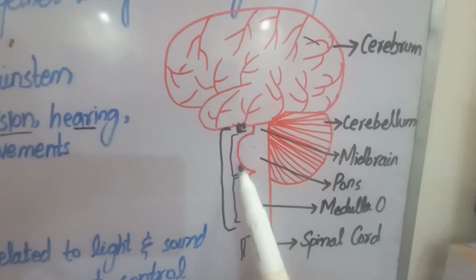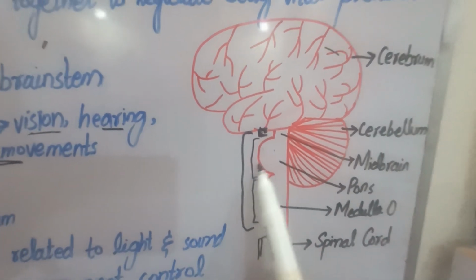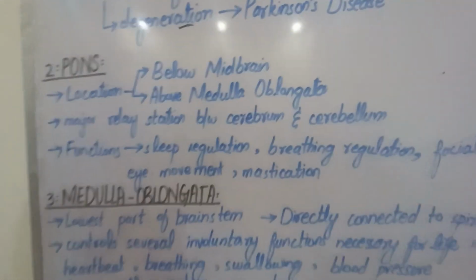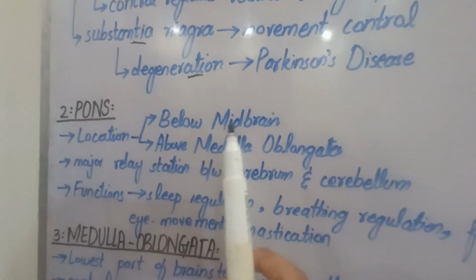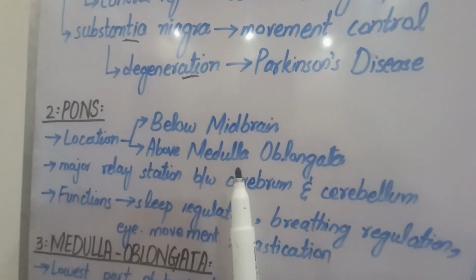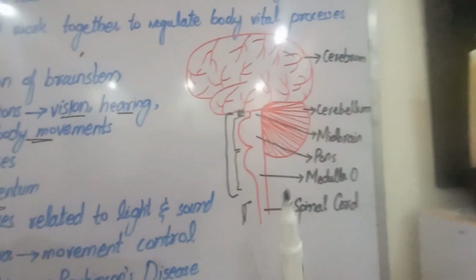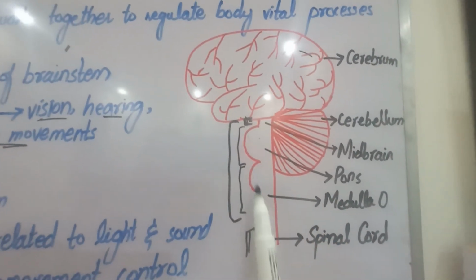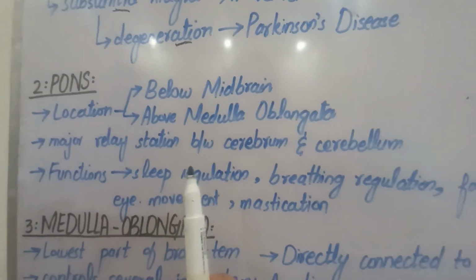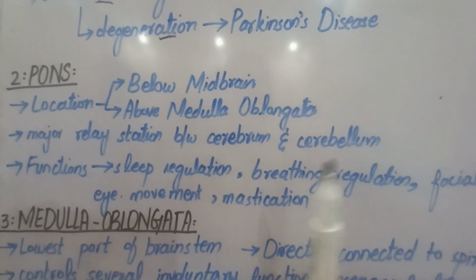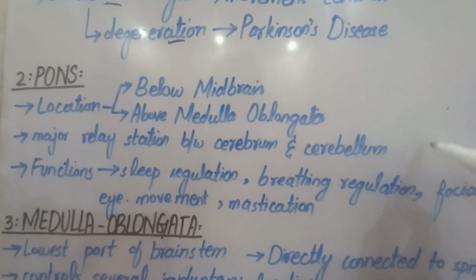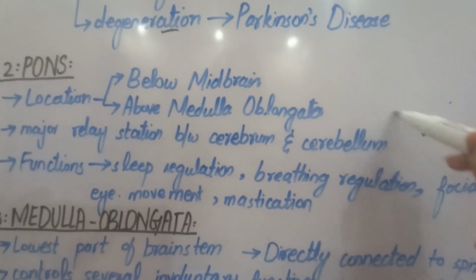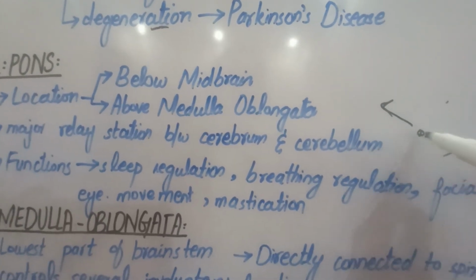Now we will talk about the pons. So this area is the pons. The pons is located below the midbrain and above the medulla oblongata. In this diagram, this area is the pons. It is located below the midbrain and above the medulla oblongata. It is a major relay station between the cerebrum and cerebellum. That means most of the information that goes to the cerebrum or cerebellum passes through this area.